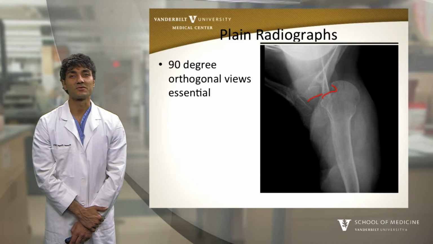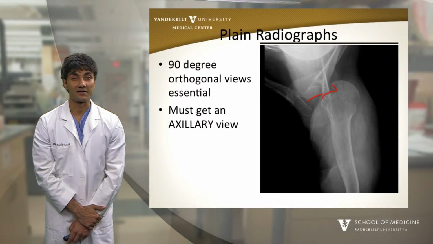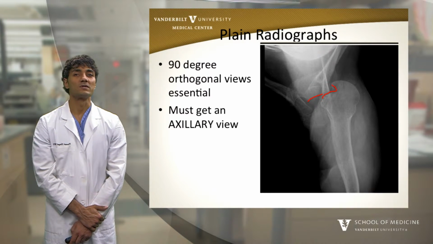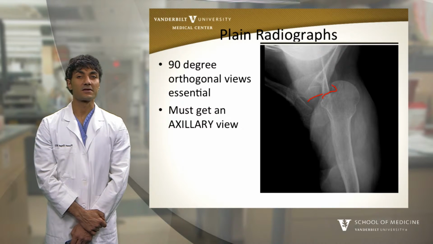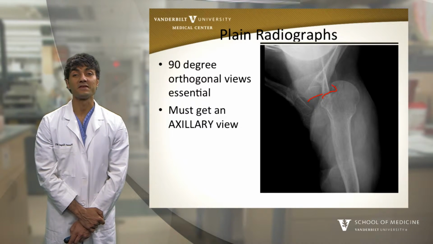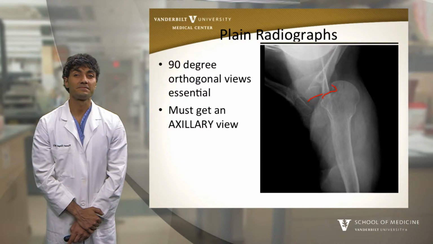Here are those red lines which will show you the joint and the humerus a little bit better. And you can see that the humerus is actually dislocated. So summing up plain films, you can get AP, lateral, and axillary views, which will help you look at the shoulder joint in 90-degree planes.